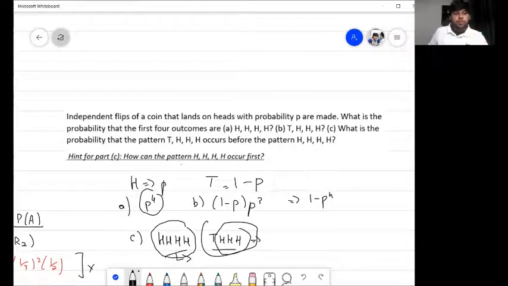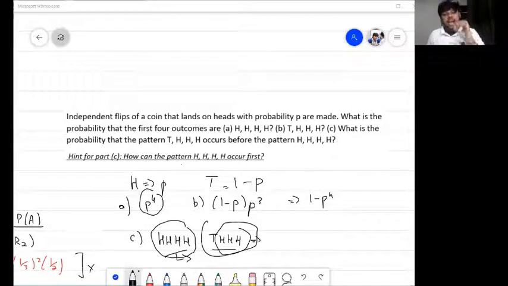In terms of a verbal understanding, the pattern 4H's can only occur before THHH if the first 4 coin flips come up as heads. Hence THHH occurs before HHHH only if you subtract 1 minus the probability of you getting 4 H's, as they are independent events. Interesting. Okay?